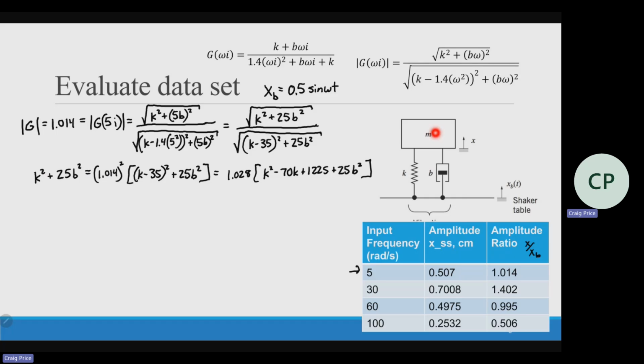Again, this problem is a little bit harder than what you got to do on the homework, but we're taking this magnitude that we know, we're trying to find these unknowns, and so we can rearrange it. We can square both sides, multiply this over here, kind of work that out. And now I've got one equation that has a B squared, a K squared, and a K. So this would be equation 1.